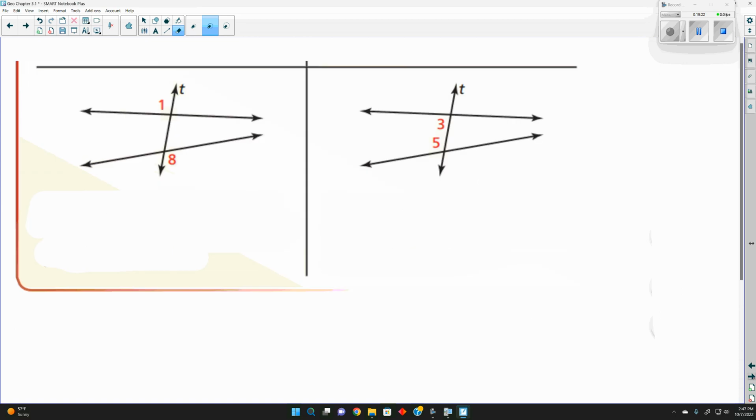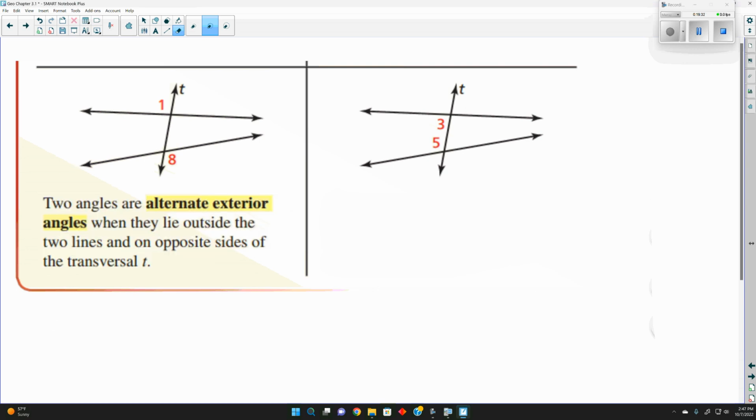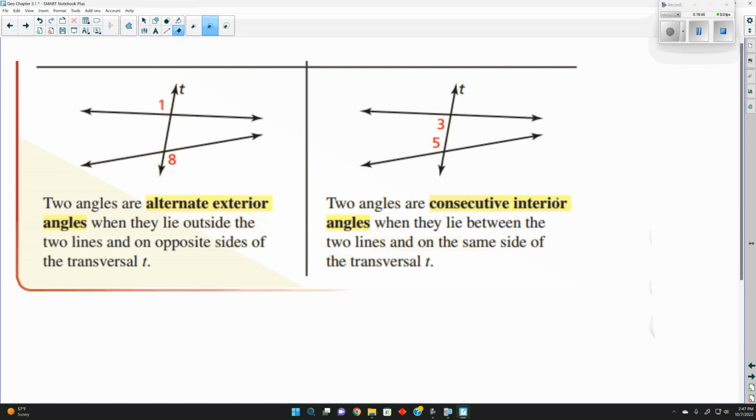So this one here, 1 and 8 are outside the two lines, yes? Alternate exterior angles. Because if they're outside the parallel lines and on opposite sides, they're alternate exterior angles. And the last one is consecutive interior angles.